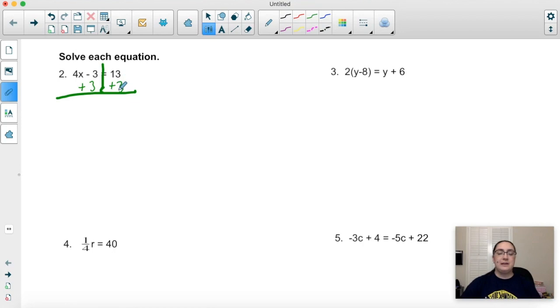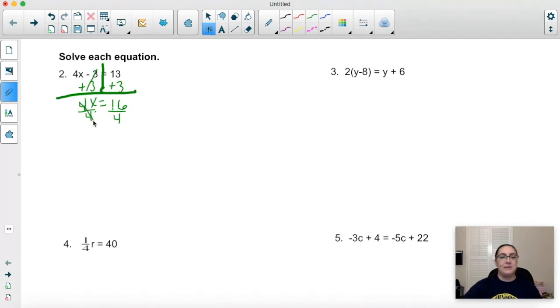Whatever you do to the left, you do the same to the right. These cancel each other out because they end up being 0, so we don't have to write 0. We're just going to bring down the 4x. Right here, 13 plus 3 equals 16. So now you have 4x equals 16. We want to get x alone, so we're going to divide both sides by 4 because the inverse operation is to divide.